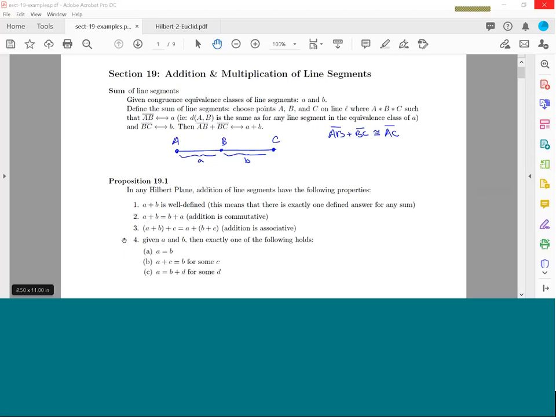Fourth property says, hey, you've got the lengths of any two line segments. Then you're going to have exactly one of the following three cases, where the last two look a little bit funky, but I'll explain what they are. The first case is your two line segments might be congruent, so their lengths would be the same. Second case, where it says A plus C equals B, that's a fancy way of saying that length A is less than length B. So this is exactly the same as saying that the line segment whose length is A is shorter than the line segment whose length is B.